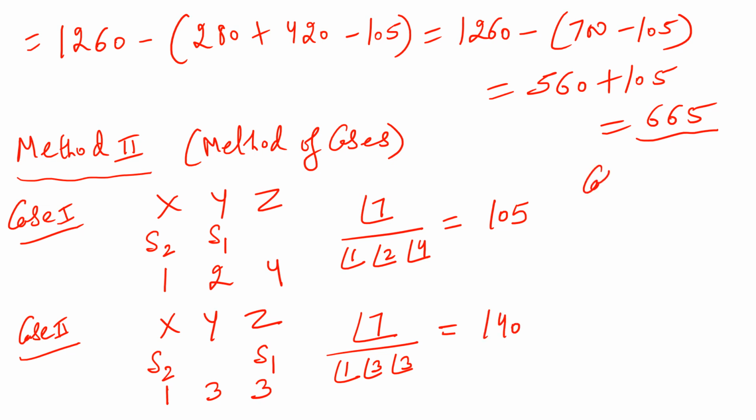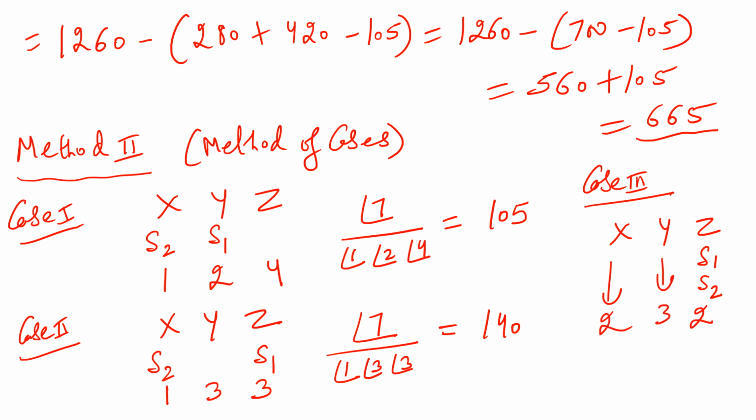Now we move to the third case. In the third case, what do we have? We have both S1 and S2 belonging to the team Z. That means now X requires 2 students, Y requires 3 students, and Z requires 2 more students. So this distribution can be done in 7 factorial upon 2 factorial into 3 factorial into 2 factorial ways. Now when you simplify this, you get 210.